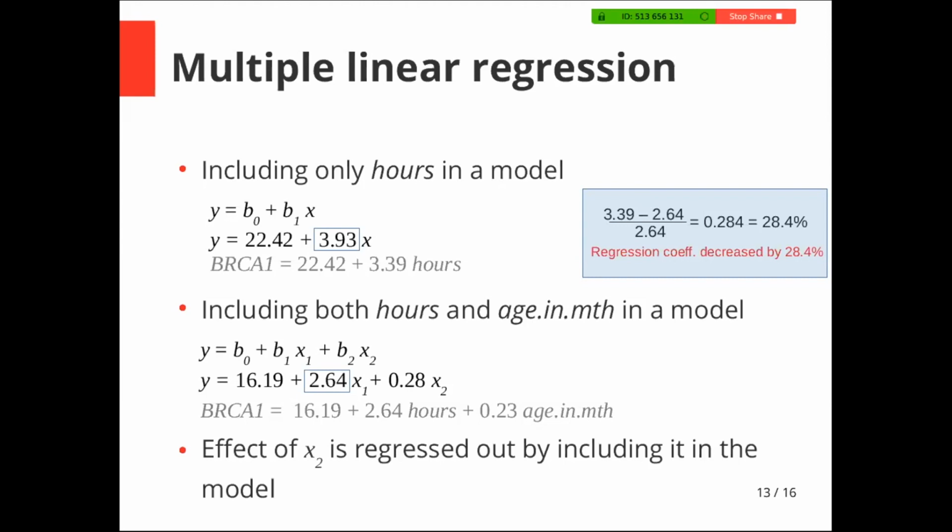So we have to take out that effect from our data. How do we do that? We just include that in our multiple regression model, and the model takes care of that. So the effect of X2 is regressed out by just including that variable in the model.